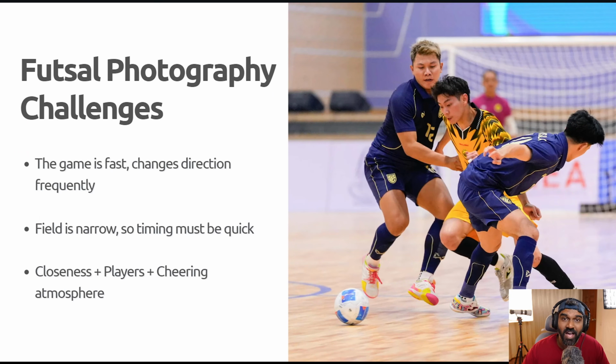Of course, the challenges are more important. So the game is fast and it changes direction frequently. Like people keep moving left and right and turns and twists. And you see, one thing I want to mention here in this futsal game, right? Look at all their faces. It's always facing down. Their faces are always facing down. If they're facing down, how can you get a good photo of their face, right?